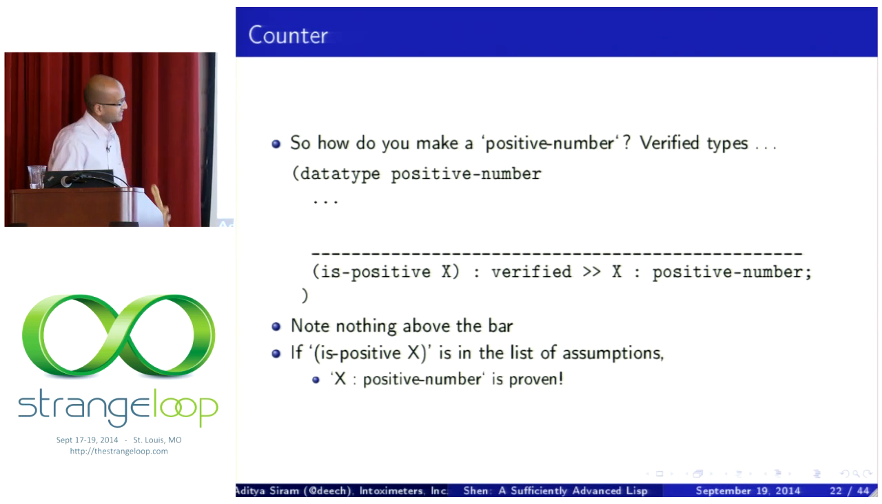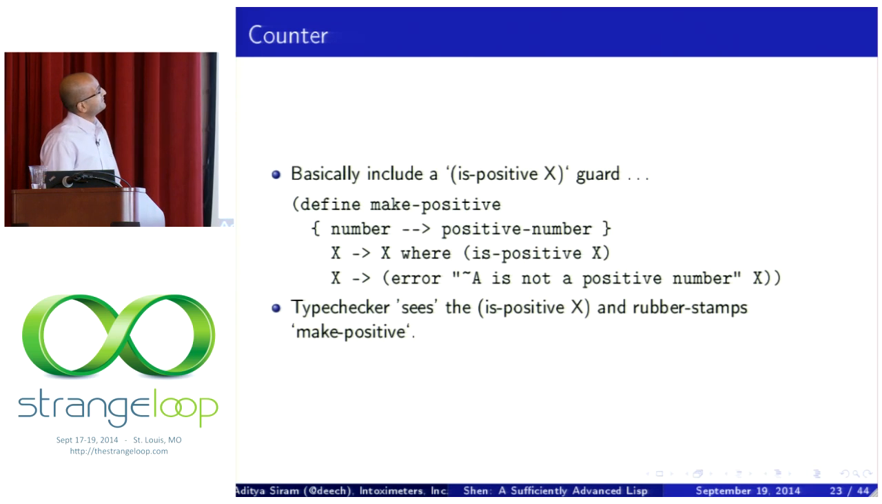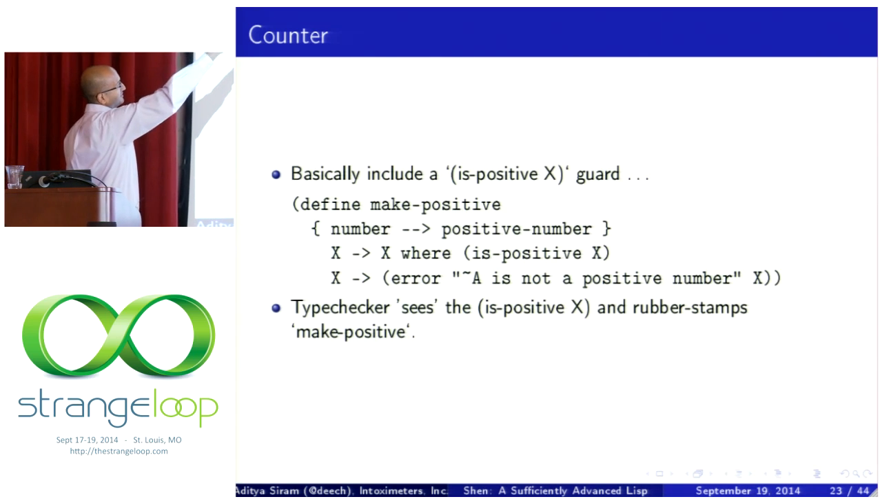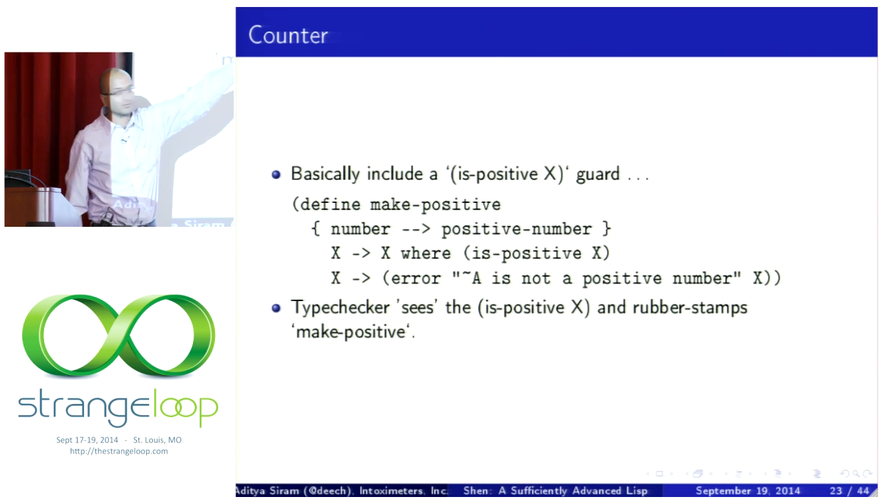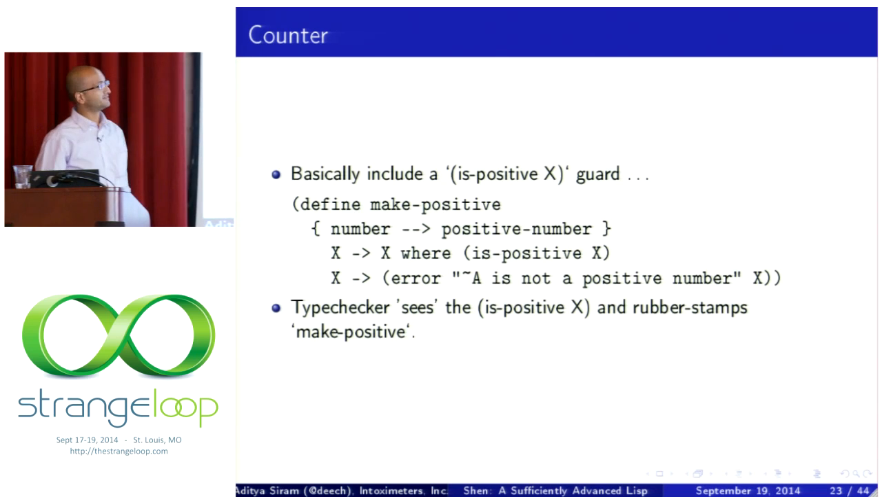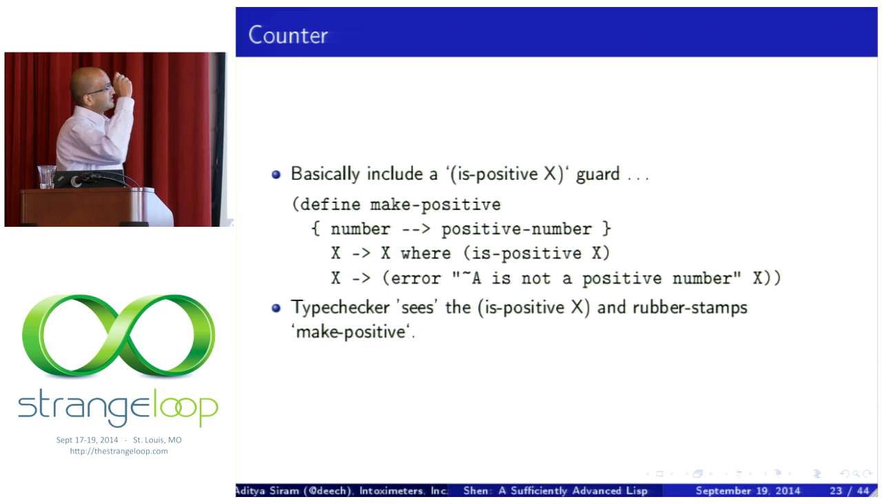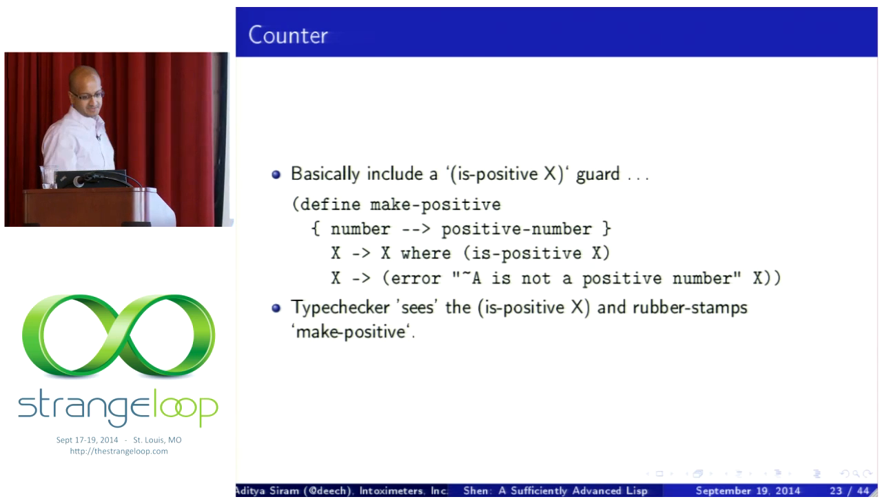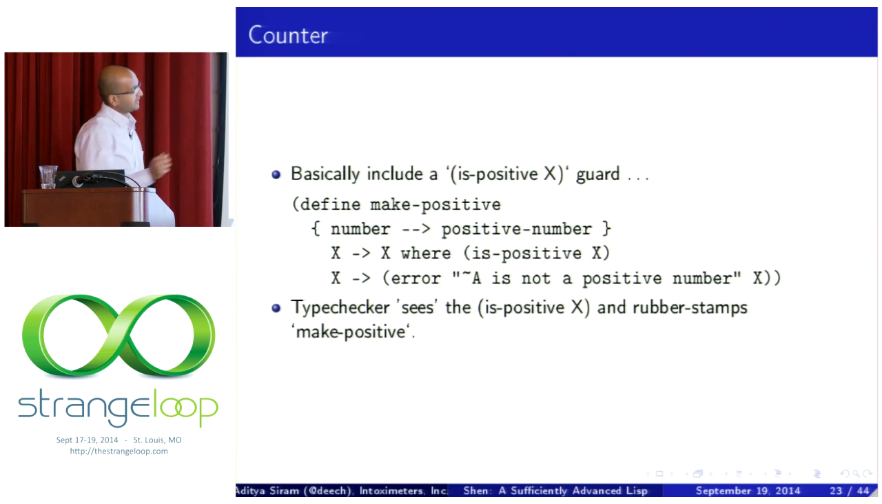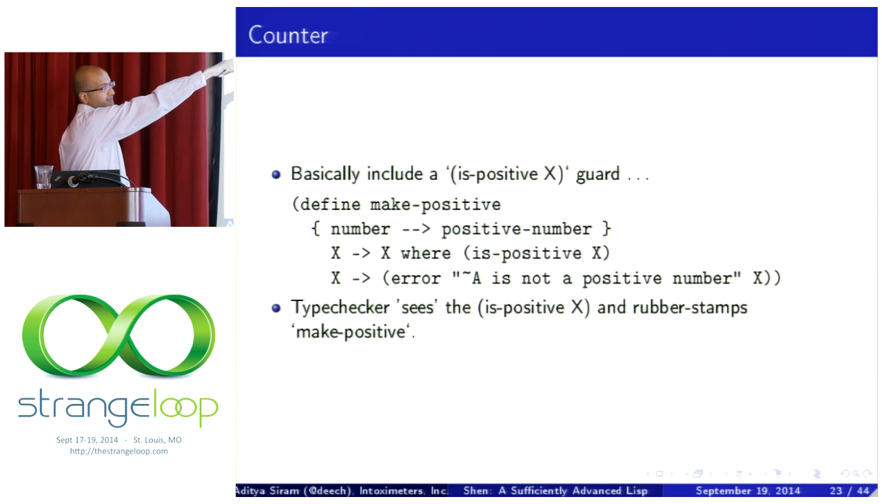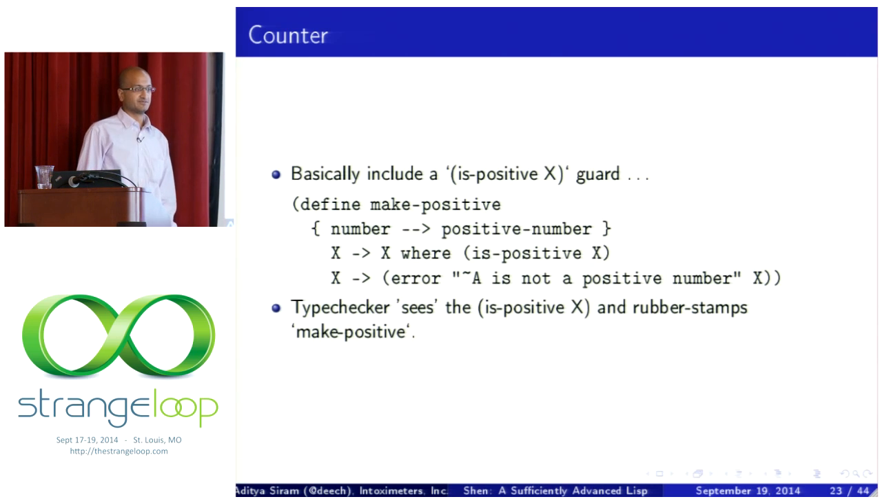What this means in practice is that if I have a function called makePositive, and I have that form is-positive x as a where clause on one of the patterns, the type checker will see that form, syntactically match it against this form over here, and just go, okay, he's got some check over there that returns a Boolean. Go ahead and rubber stamp this function as a positive number.